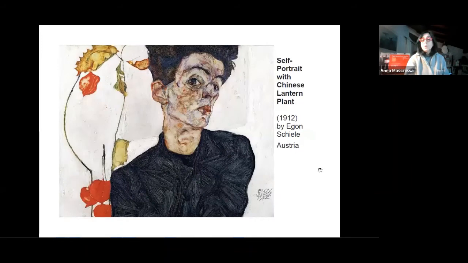And also very famous was Egon Schiele, who worked in Austria and Germany at the beginning of the century and used to self-portrait a lot as a means of showing the point of view of the artist on what was going on around him.